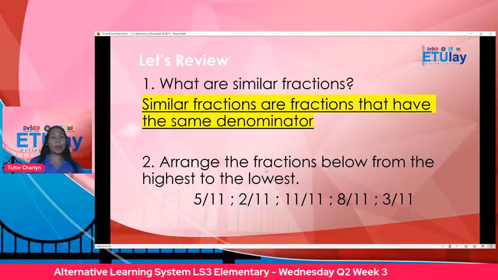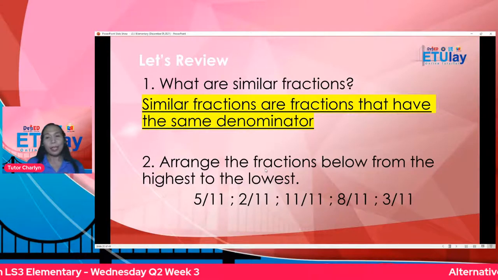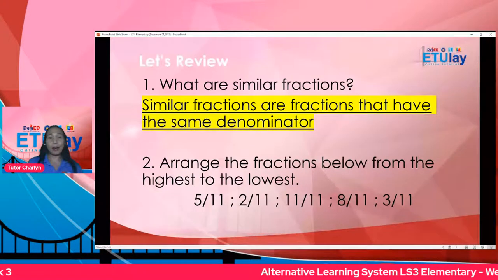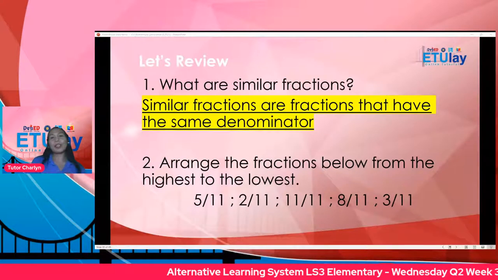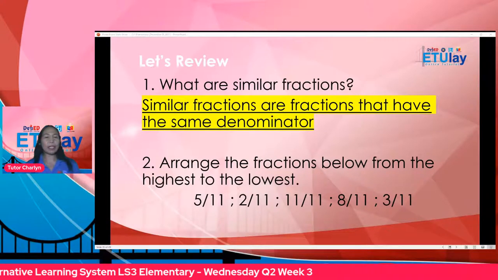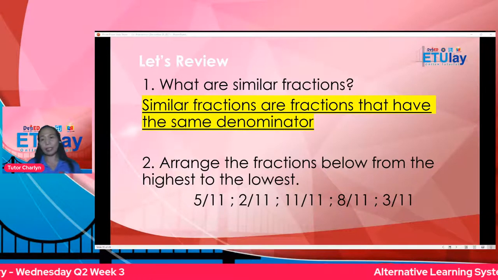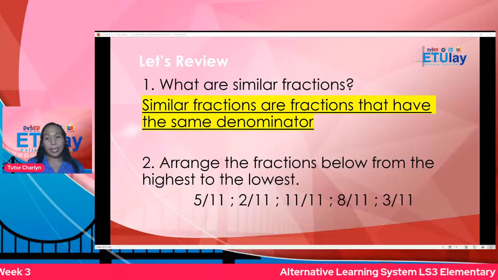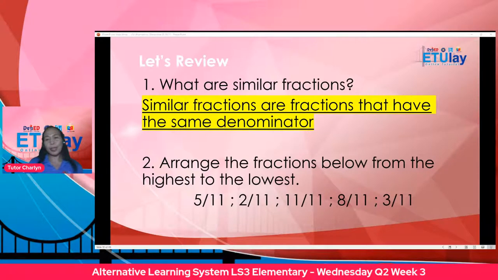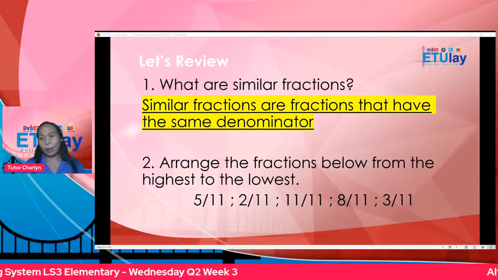Okay, dito mas madali nang mag-arrange kasi pareho na sila ng denominator. I-arrange natin siya from highest to the lowest. Okay, sino kaya ang mauna? Arrange the fractions from highest to the lowest: 5/11, 2/11, 11/11, 8/11, and 3/11. Ang titingnan lang natin, similar fractions have the same denominator. Yes, tama po. Same denominators po ba? Yes po, that is similar fraction.